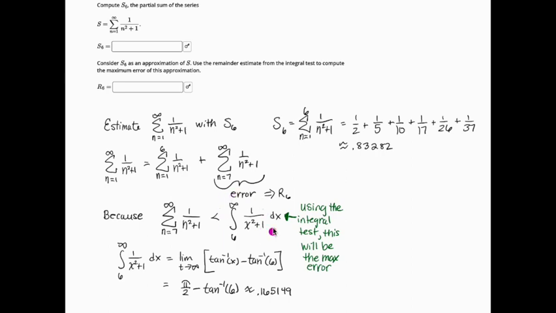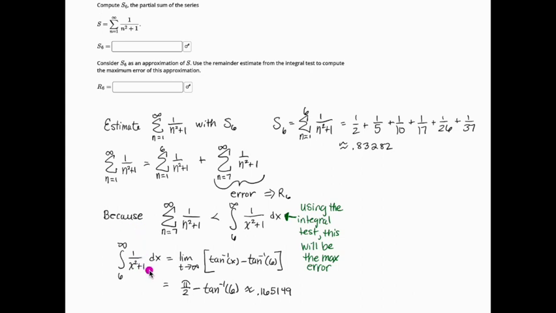So all we need to do is calculate this integral, and this is going to be a little bit bigger than the series, the n equals 7 to infinity. So this is what we consider the maximum value because it's bigger than the sum from 7 to infinity. So this is what we're going to use for our maximum error. So all we have to do is calculate this improper integral.